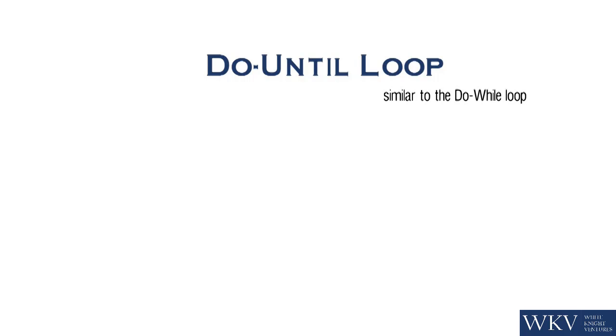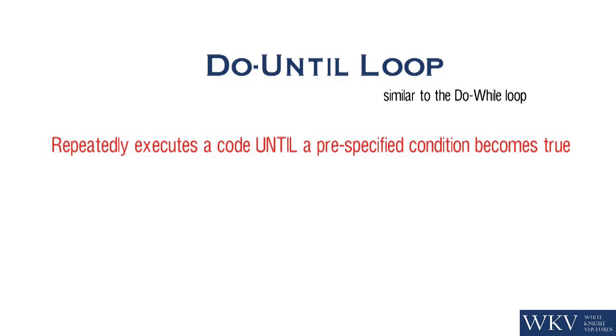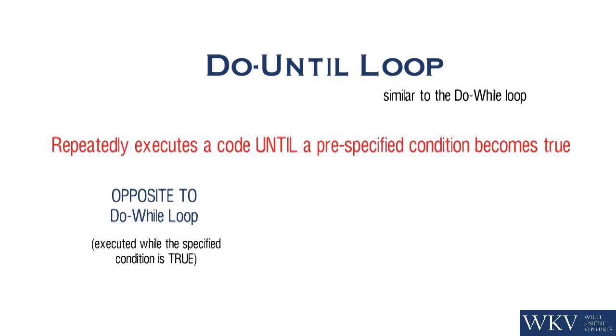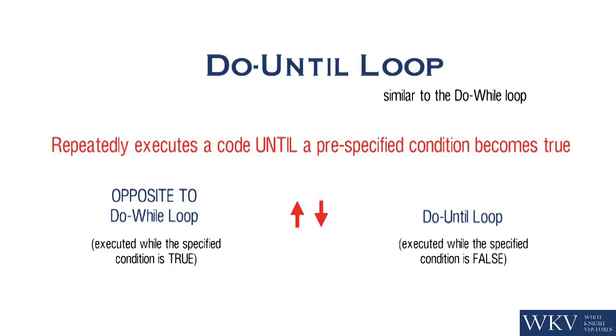Let us now look at another type of loop called the do until loop. This loop is similar to the do while loop. This loop repeatedly executes a code until a pre-specified condition becomes true. Hence, it can be seen to be the opposite of the do while loop, which is executed while the specified condition is true. The do until loop is executed while the specified condition is false.